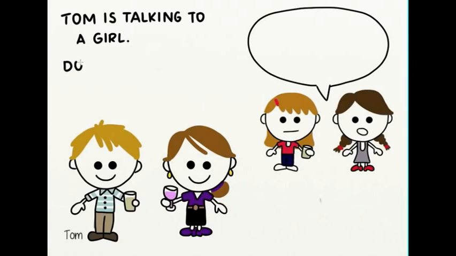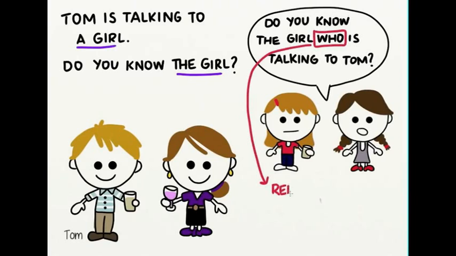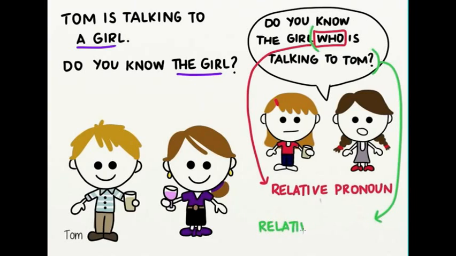Tom is talking to a girl. Do you know the girl? Instead of repeating "a girl" and "the girl" twice, we can say, "Do you know the girl who is talking to Tom?" Who is a relative pronoun. "Who is talking to Tom" is a relative clause.